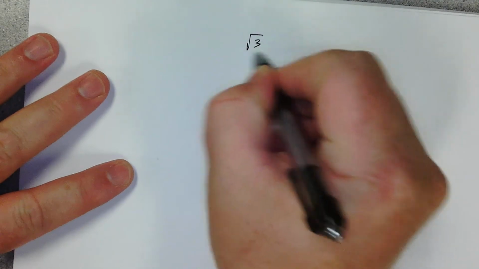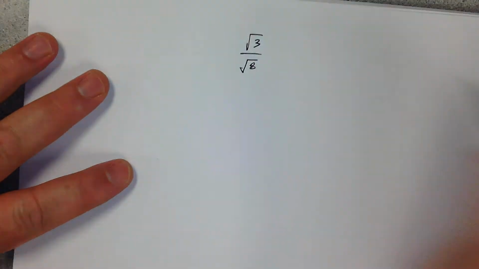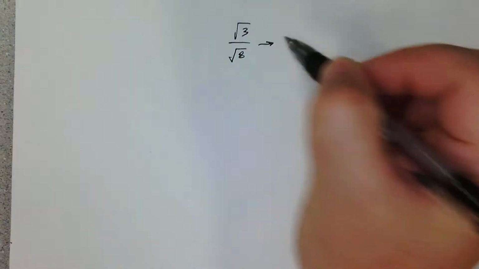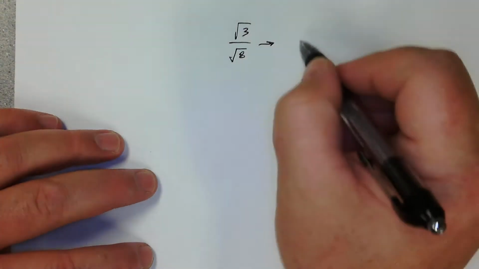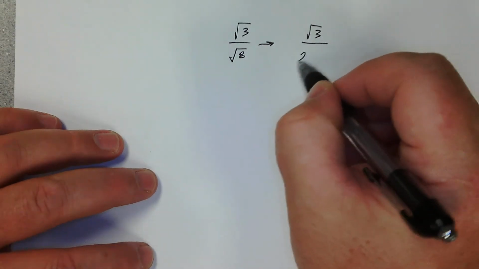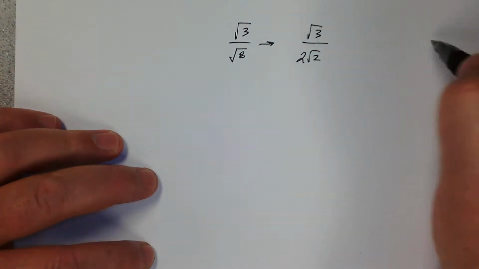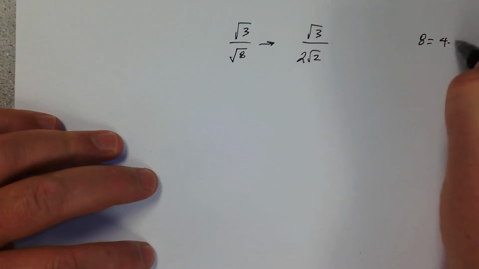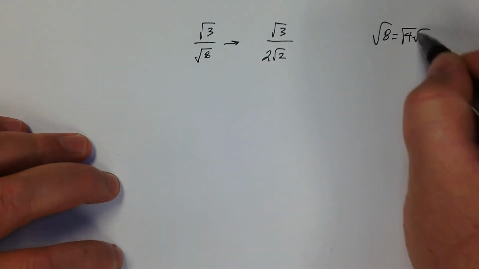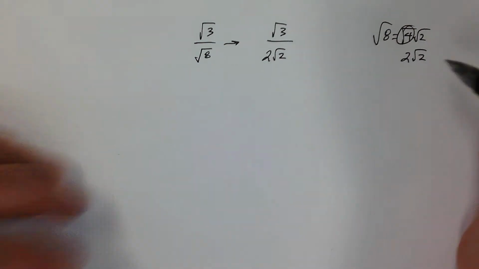Okay, simplify the following. It says square root of 3 divided by square root of 8. Well, the square root of 8 can be simplified. The square root of 3 is still the square root of 3. Square root of 8 is 2 root 2. We've done that one a bunch of times. Look, 8 is 4 times 2. The square root of 8 then is the square root of 4 times the square root of 2. Square root of 4 is 2. Square root of 2 left over.